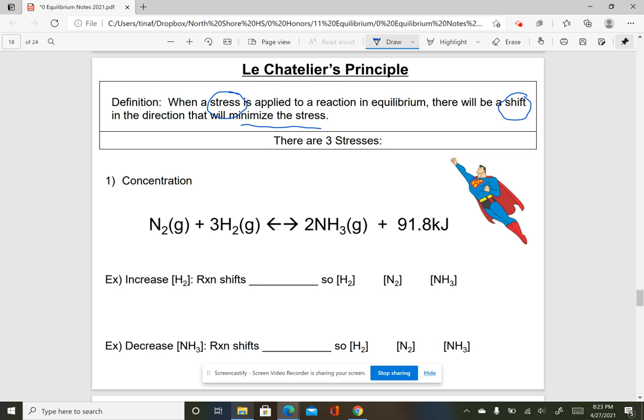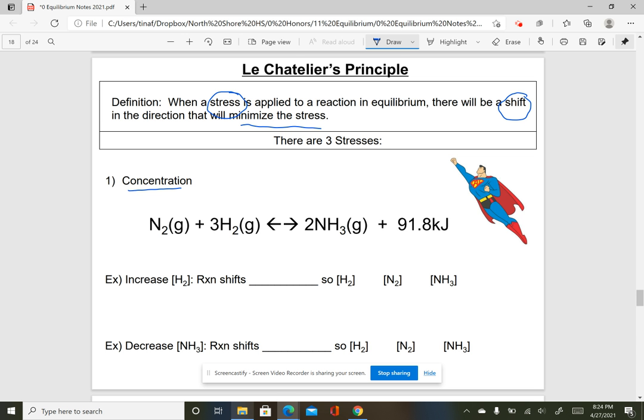Okay, so let's look at this reaction we have here. Now, concentration is one thing that we can change to stress out a reaction. We can either add more of one of the reactants or one of the products, or we can remove some of the reactants or some of the products. Either way, you're changing concentration. So you're going to make this reaction shift in order to get back to normal, to undo the stress.